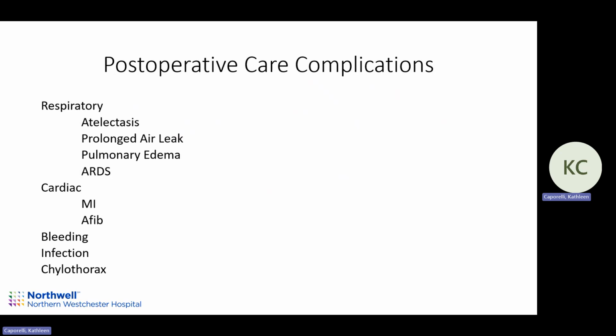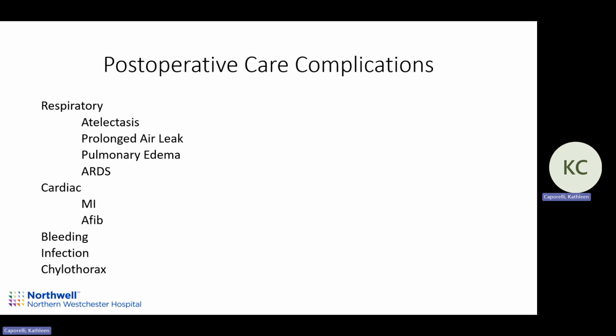So respiratory. The biggest things are probably going to be atelectasis, so they're not taking nice big deep breaths in because they're splinting, coughing, deep breathing. Prolonged air leaks. Sometimes, especially if the lung is really bad, it takes a while for that lung to seal up. So you have this prolonged air leak, and we define prolonged air leak as anything more than 5 days of air leak. And it sometimes happens, especially in really bad COPD patients.